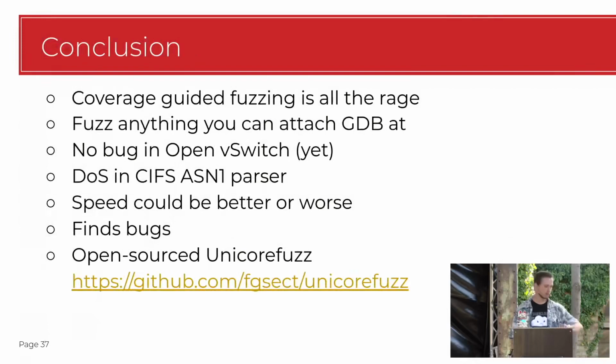So it finds bugs. I think I'm already past my time. We did find this denial of service in Samba stuff, kernel things. Speed could be better, could be worse. And it's now open source, and you can download it and run it and try to find your own kernel bugs.